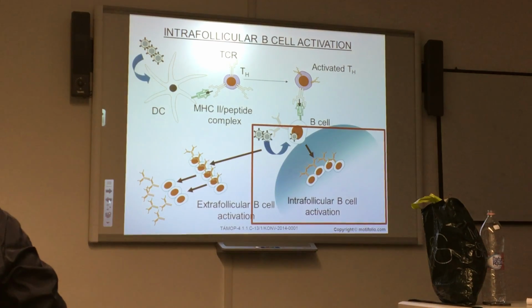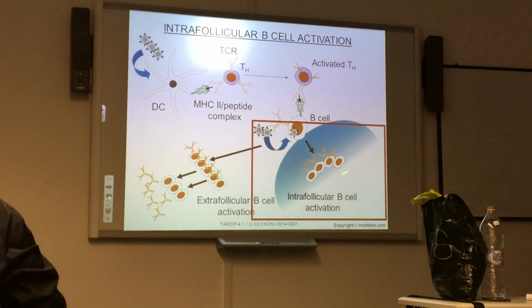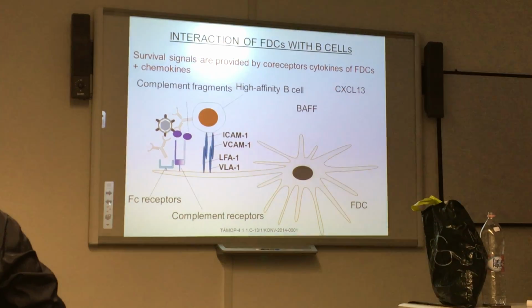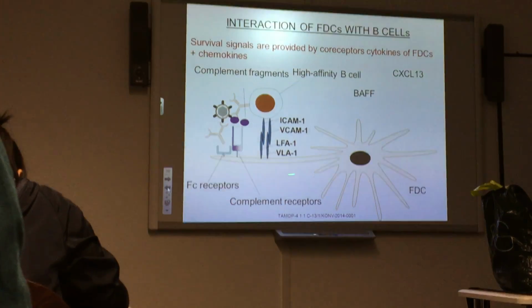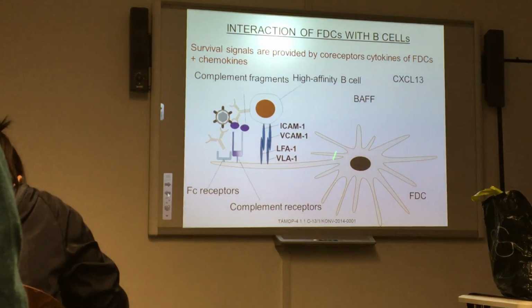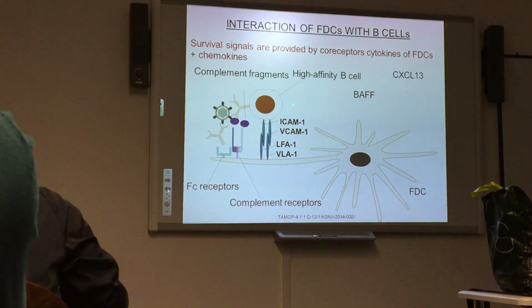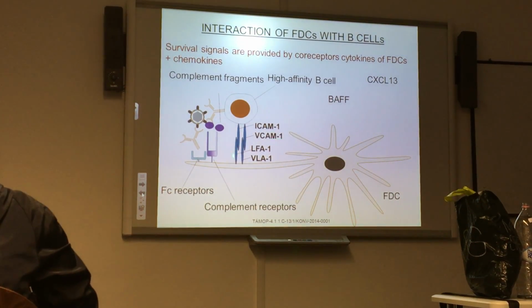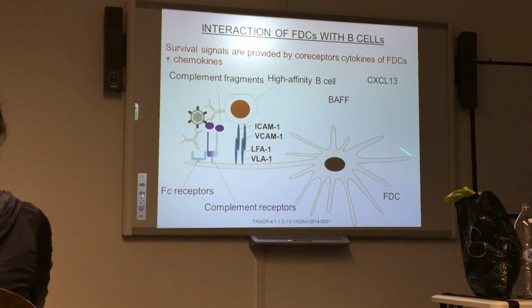What happens in the follicle when the B cell interacts after the activation by T cells? Yes, we were talking about this. I think you have to know these receptors, adhesion molecules. ICAM and VCAM are on the surface of the antigen presenting cell, and the complementary adhesion molecules LFA and VLA are on the surface of FDC.